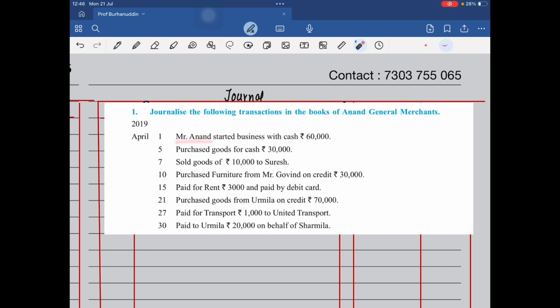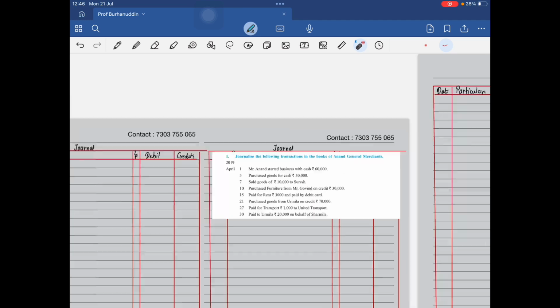Mr. Anand started business with cash. So two accounts are affected: one is cash and one is capital. Prakash, we'll pay attention here first, and then afterwards I'll give you time to write. So cash is going to be debited and capital is going to be credited. Amount is 60,000.